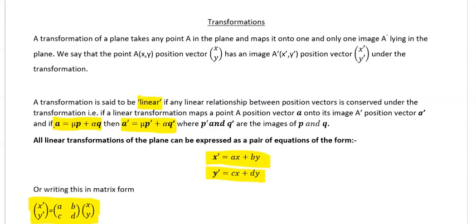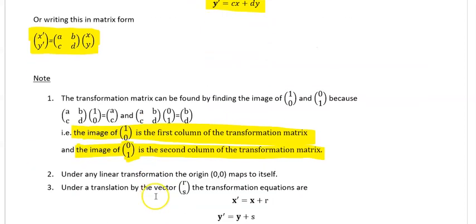Also, all linear transformations can be expressed as a pair of equations of the form x dash equals ax plus by, y dash equals cx plus dy. So that's your new x, your new y, and that's your old x, or your original x and your original y. This is more commonly written in matrix form, where x dash, y dash is equal to the matrix a, b, c, d acting on x, y.